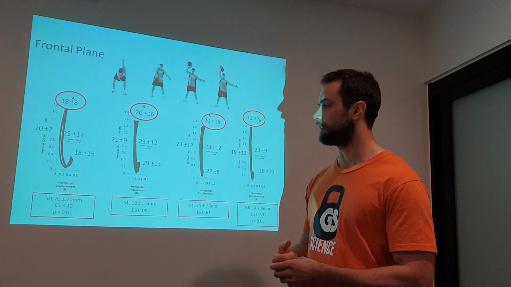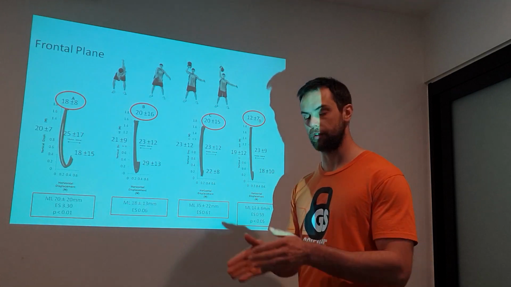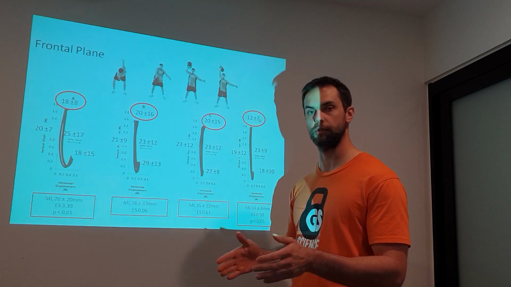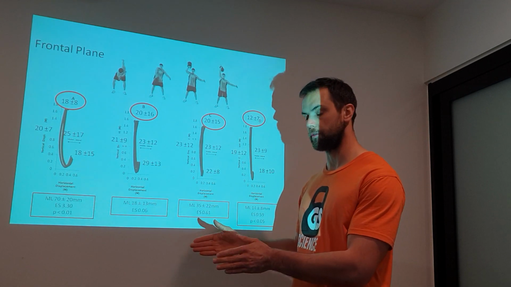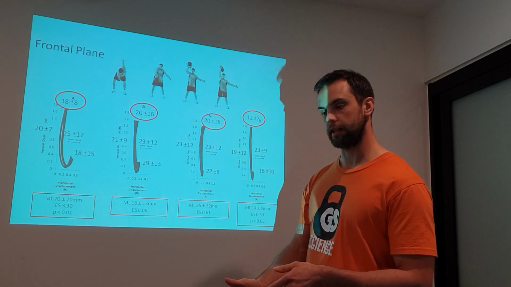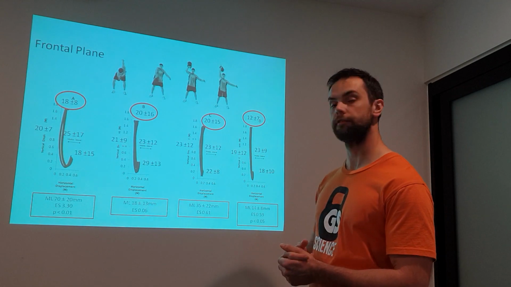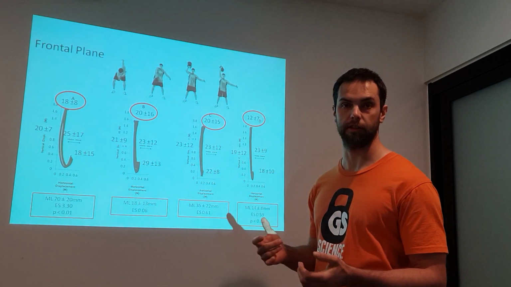But lifter A actually had a 70 mil difference between the midpoint of the upwards phase and downwards phase. So there's a 70 mil difference there, so they're moving out to the side a bit and coming back in on a tighter arc. Whereas in contrast, lifter D only had a 14 mil difference.